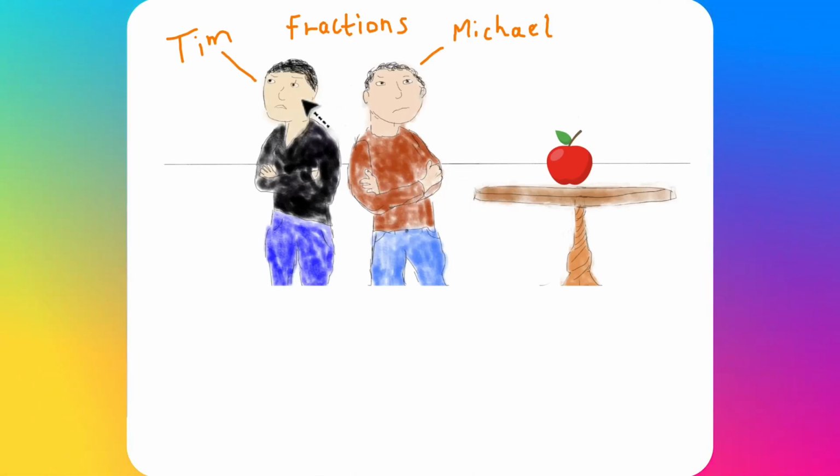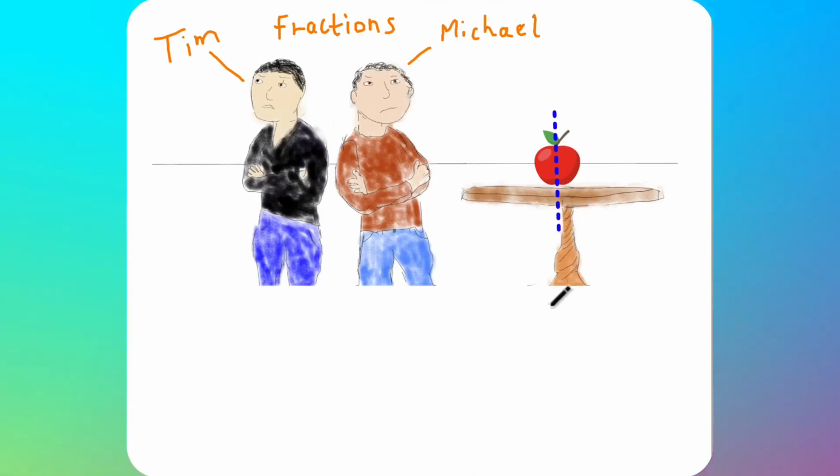In order to make Tim and Michael both get the apple, we can split our apple into two equal parts. We've now split our apple into two parts. On this side we have one part, on this side we have another part. 1 plus 1 equals 2. As you can see now, both these frowns have been turned upside down. Both boys are now happy.